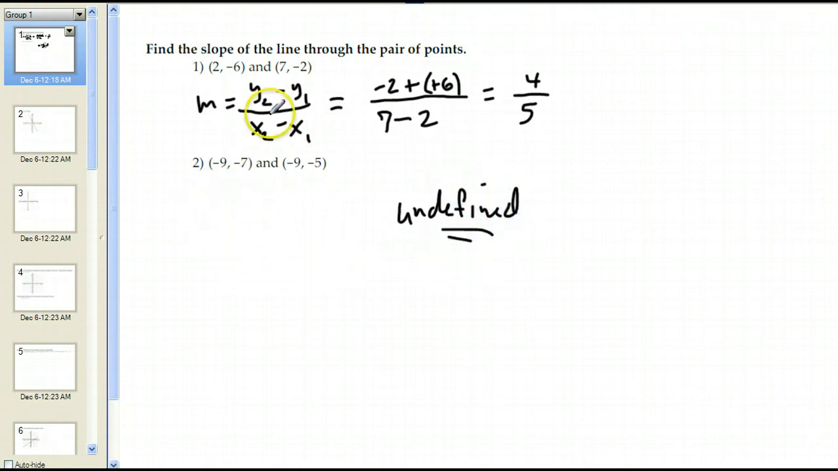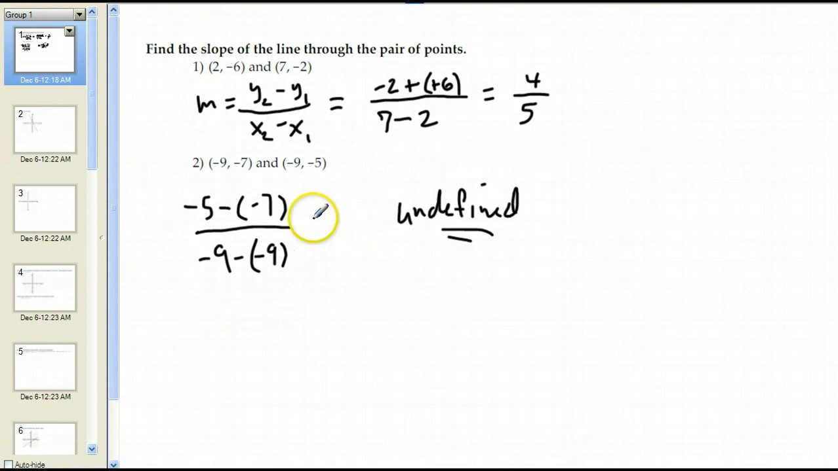Alright, if you did it by hand using the formula again, if this is y2 minus y1 is negative 7, x2 minus x1, anytime you subtract something from itself, you always get 0. So plus on the top we get a 2, but on the bottom we get 0. Right, and division by 0 is undefined.